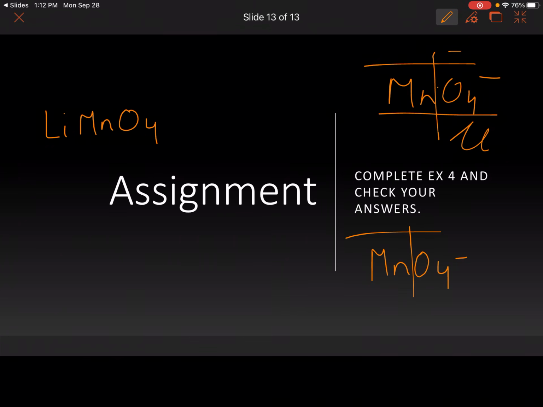MnO4 minus. Okay, I know that this is -2. I've got 4 of them, so the overall charge is going to be -8, which means what does that manganese have to be? What number added to -8 gives me -1? +7. So the manganese has to have an oxidation number of +7. Now I'm going to just put them in here. So that's +7. Lithium is going to be +1. For the most part, the alkali metals are all going to be +1. And that's the oxidation numbers for each of them.